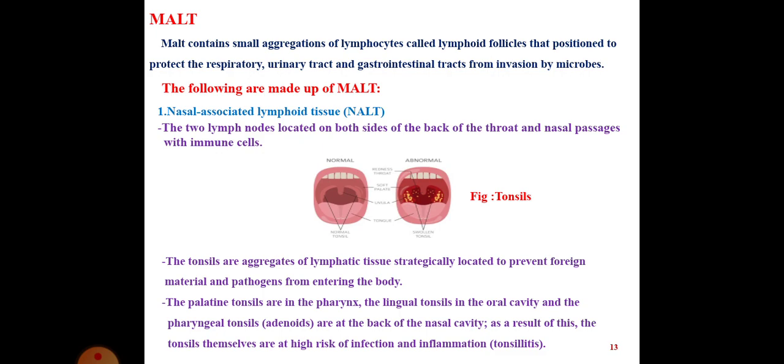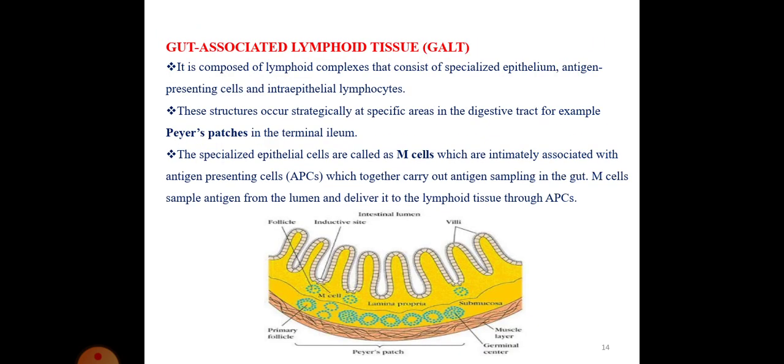The tonsils are aggregates of lymphatic tissue strategically located to prevent foreign material and pathogens from entering the body. Then the palatine tonsils are present in the pharynx, the lingual tonsils are present in the oral cavity, and the pharyngeal tonsils, known as adenoids, are at the back of the nasal cavity. As a result, the tonsils themselves have a high risk of infection and inflammation, which is known as tonsillitis.